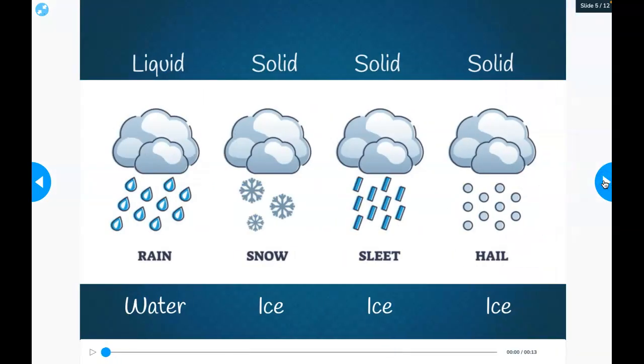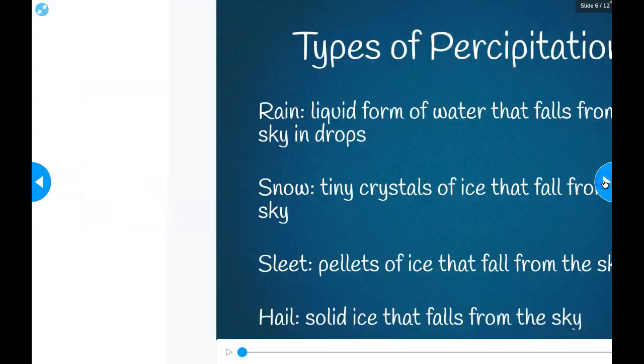The next slide is an information slide with a provided visual, which shows and displays the 4 different types of precipitation and whether they are a liquid or solid state and what that state is in. So rain is the only liquid state with water, and then the other 3, snow, sleet, and hail, are all solids in the form of ice. This provides a visual image for the students to look at while also learning and retaining the information.